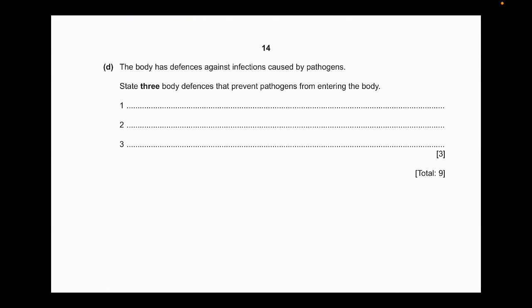Guys, moving to the next question. The body has defenses against infection caused by pathogens. State 3 body defenses that prevent pathogens from entering the body. So the body's defense mechanisms are, first of all, chemical defenses such as mucus, hydrochloric acid in the stomach. There are things like vaginal secretion, saliva, or earwax. They act as chemical barriers. And then there are mechanical barriers such as hair in the nose, skin, or cilia, similar things like that. So these can be the possible answers.